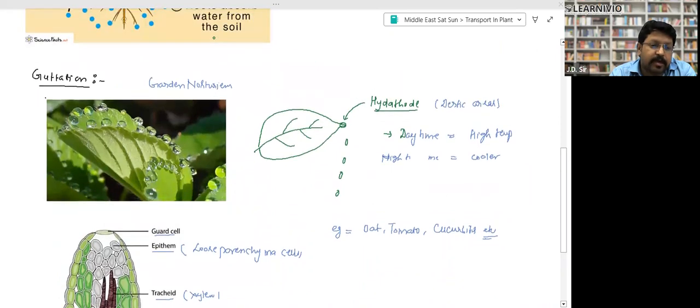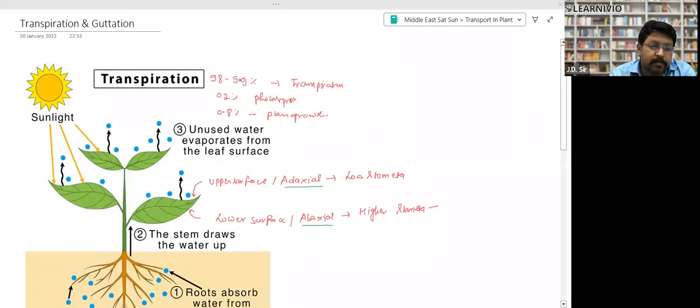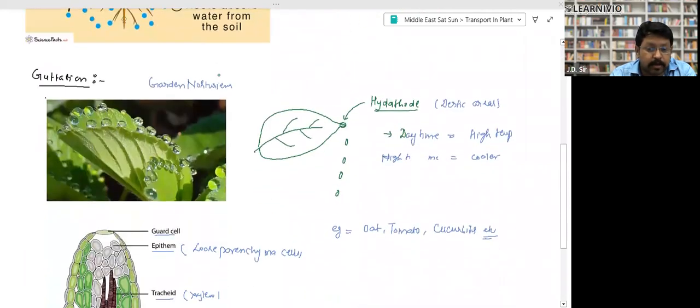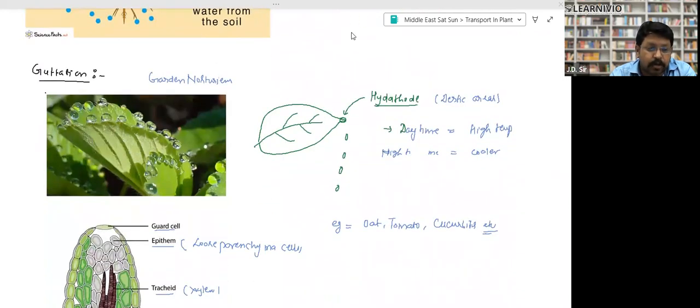Now, what is guttation? Plants have to maintain their ratio. Remember this ratio, this ratio is very important. Now come to guttation. What is guttation? It is very important.